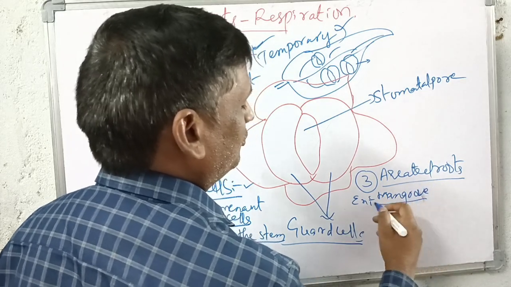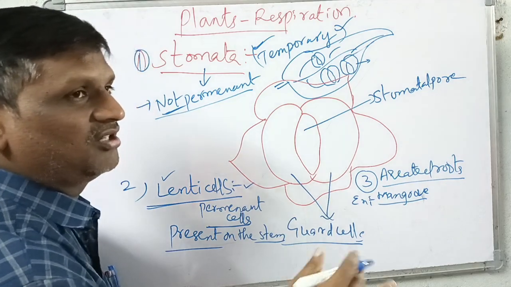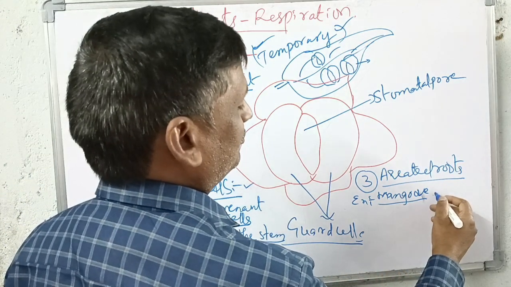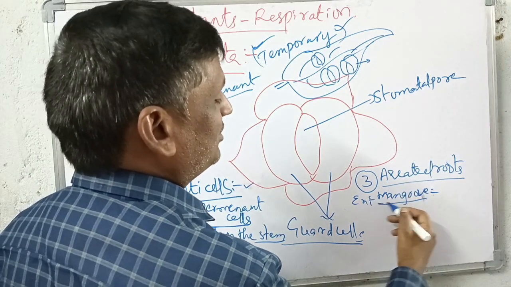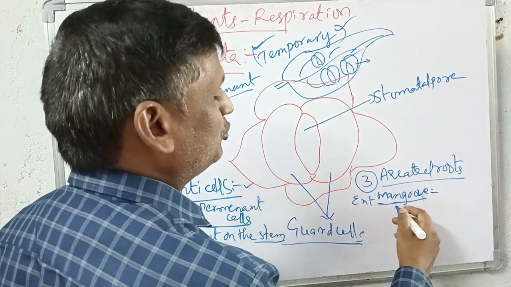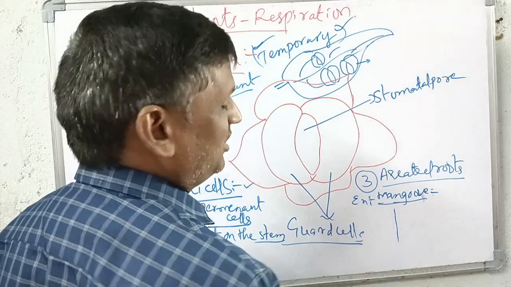The mangrove plants are growing near the seashore, where the river and sea combine together. That place is called the seashore. In this place, the mangrove plants are growing. Generally, mangrove plants have aerated roots.